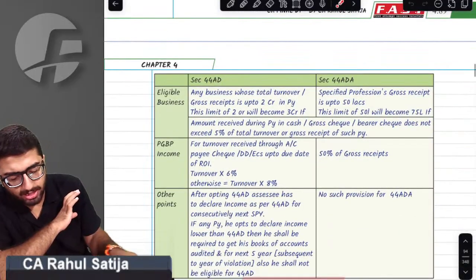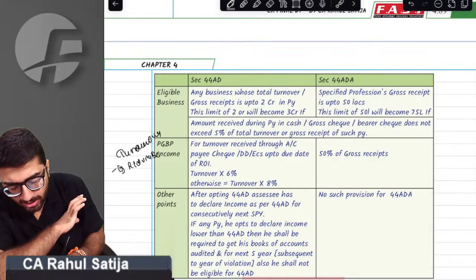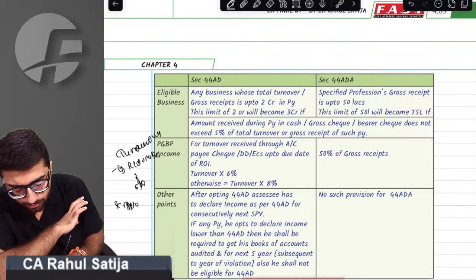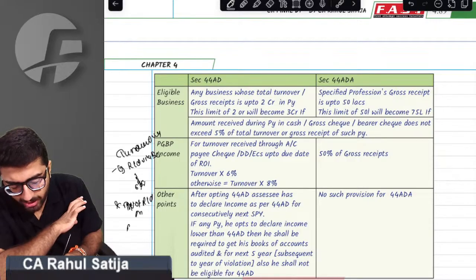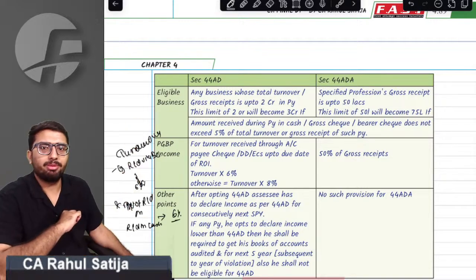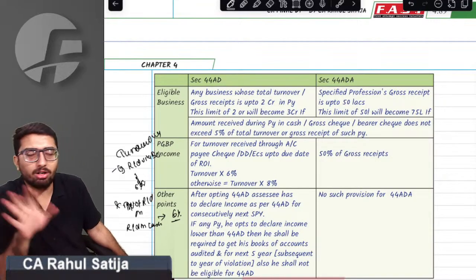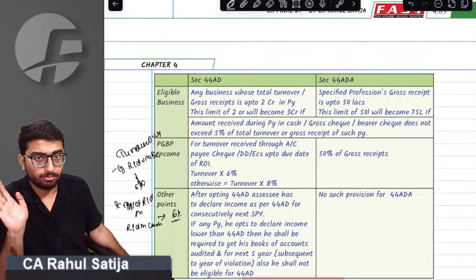Sir, how do they allow? Provision says whatever turnover you have done, of that turnover, whatever turnover is received via banking channel, take 6% of that, and whatever turnover is either not received or received in cash, take 8% of that, and that we will take as deemed PGBP. That we will take as presumptive PGBP, sir. You are not required to do any adjustment beyond that.